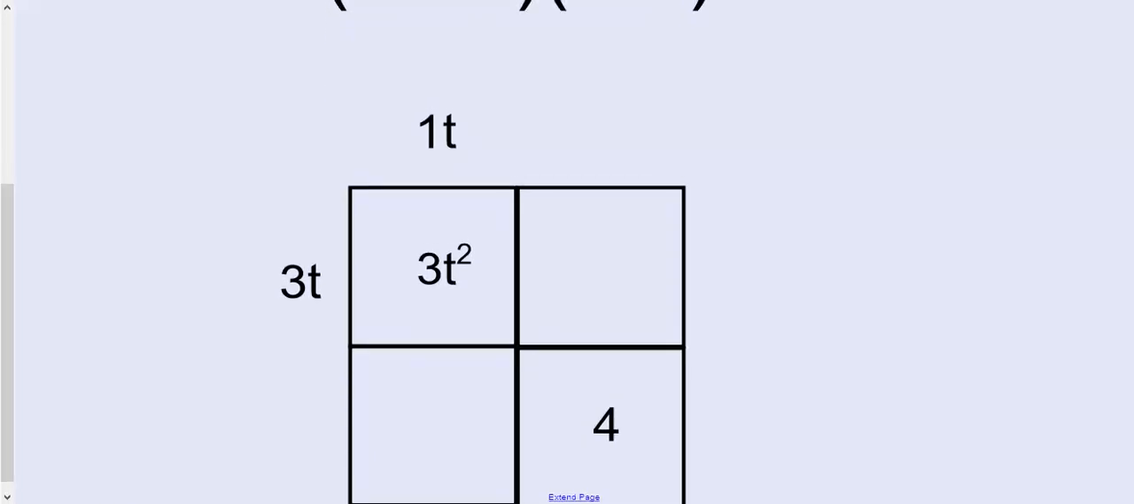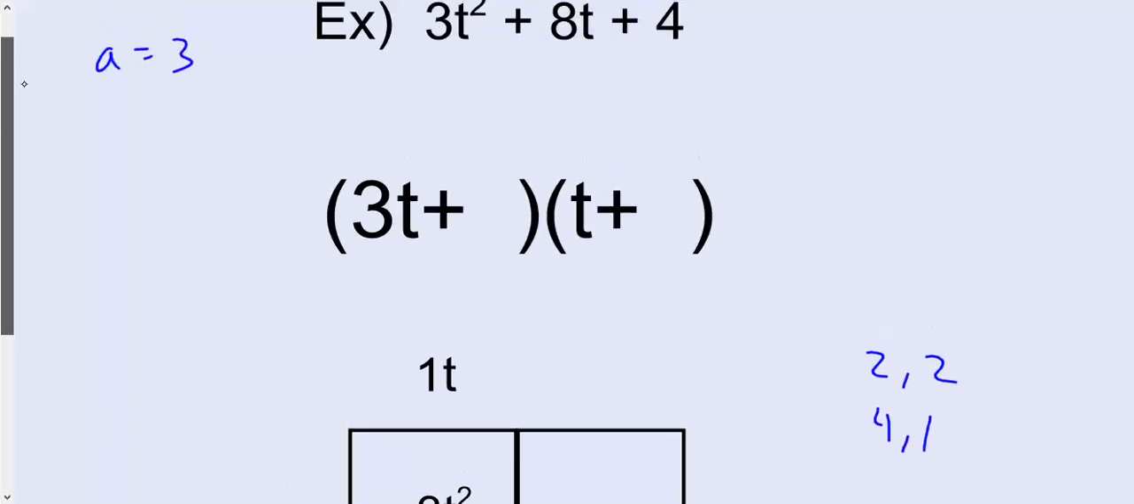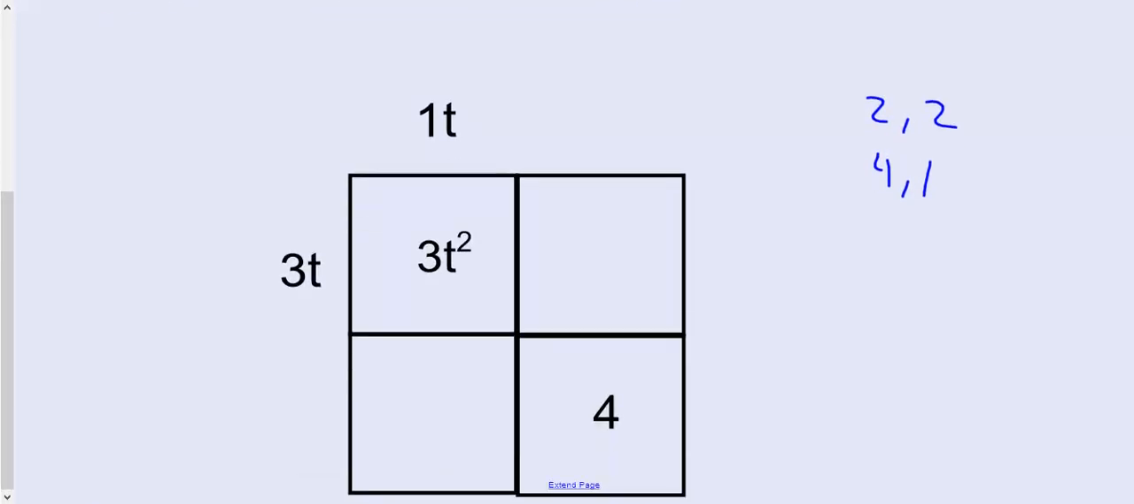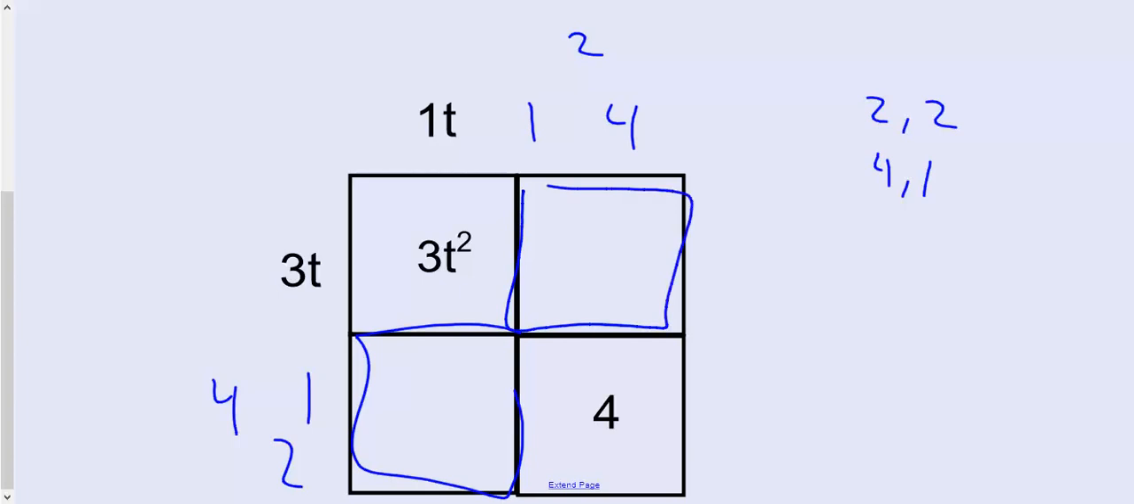instead of, to get to t squared or x squared in the past, you just put x and x. Well, to get to 3t squared, you're going to do 3t and 1t. Now, to get to the 4, you're either going to have 2 and 2, or you're going to have 4 and 1. The two missing boxes have to add up to 8. And so you kind of got to do guess and check. So you could try a 4 and a 1, or a 2 and a 2. And based off how you put those numbers there, that will control these other two boxes here.